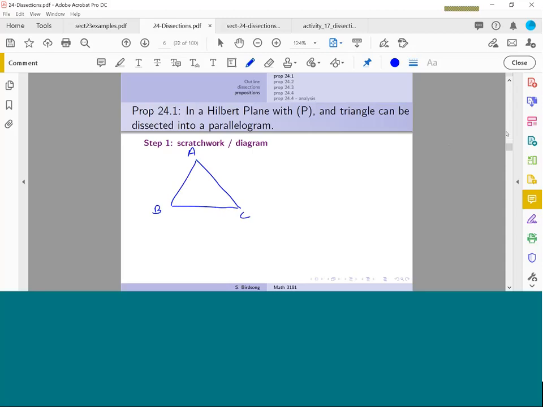Now, what do you need? You want to dissect this into a parallelogram. So you have to figure out what parallelogram is going to happen. Could you draw a parallelogram to the side? Sure, but a best practice is to try to have the two figures on top of each other because it's less work. So maybe we say this base is also the base of the parallelogram. Maybe the parallelogram actually goes up somehow on side AB. And then what do we know about parallelograms? We know that the opposite sides are parallel.